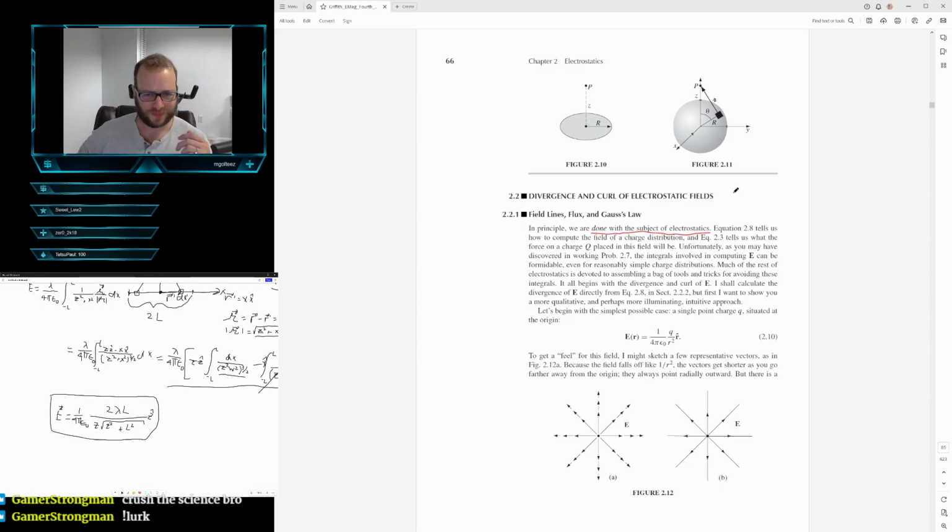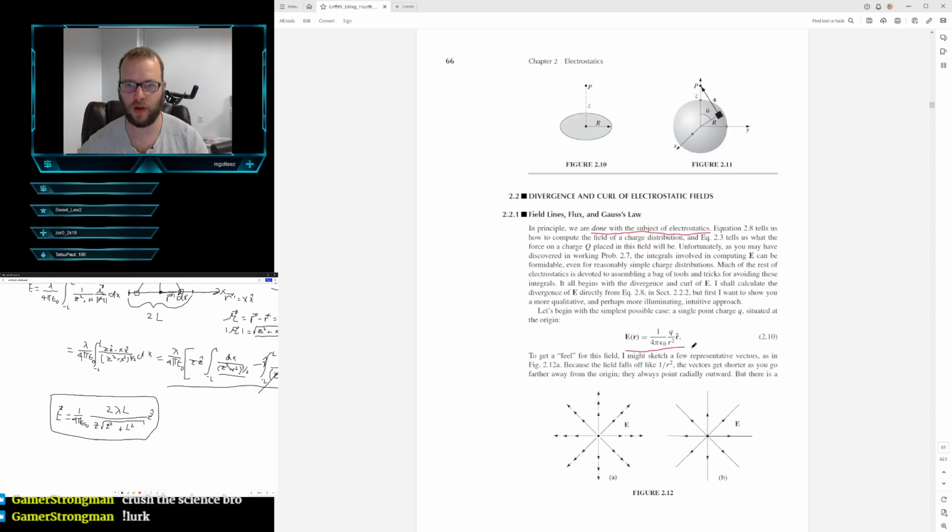Okay, so we want to know how these fields interact, how they diverge from a point, how they curl around a point, and what type of work we can get from that. So, if we have a single point charge Q at the origin, we have our equation for the electric field, Q over R squared, 4 pi epsilon naught.